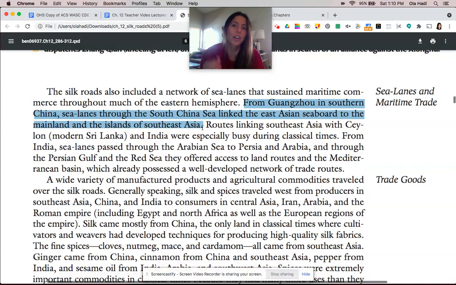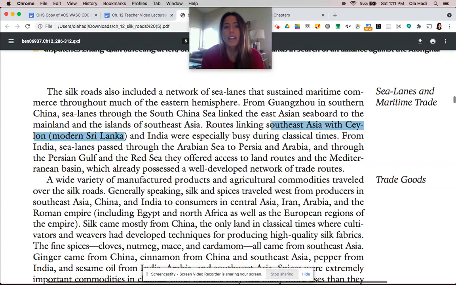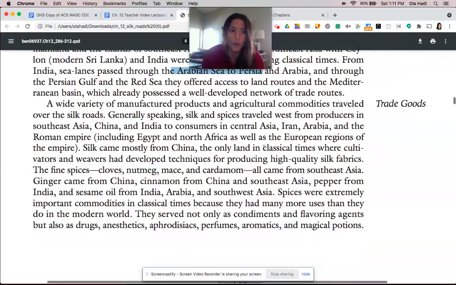And you can describe some of these sea lanes to your friends when they ask you about it, because I know they're so curious. From Guangzhou in southern China, the sea lanes go through the South China Sea, and they link the East Asian seaboard to the islands of Southeast Asia. So there are these really important trade routes linking Southeast Asia with Ceylon, which is modern-day Sri Lanka, and India. They were very busy during these times. And it tells you about other sea lanes that link the Arabian Sea to Persia. Okay, so all of these are over the water.